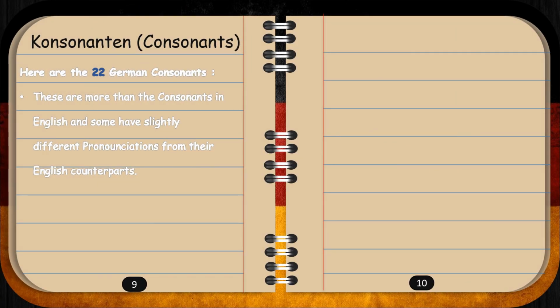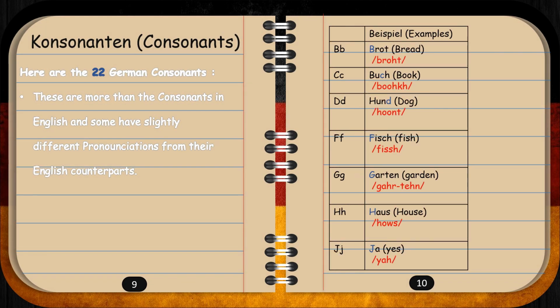Consonants also have their unique pronunciation. W is pronounced like V, and V is pronounced like F. The R sound can be quite distinct, with a guttural R and a soft R variation. Now, let's also see the way all the German consonants are pronounced. Please make sure to listen carefully to the pronunciations.